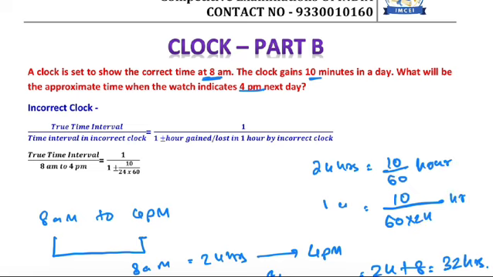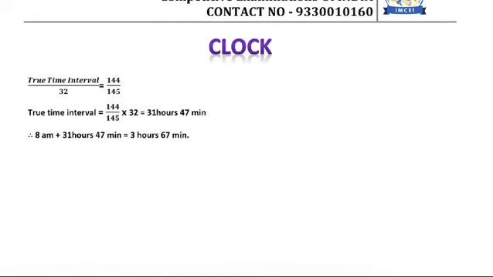Now the formula. The time interval which we don't know, time interval in the incorrect clock, that is 8 a.m. to 4 p.m., which we already got the value, which is 32 hours, divided by 1 plus or minus. Plus will happen if the clock is fast or gains time, and minus if the clock is slow or losing time. Hour gained or lost in 1 hour by incorrect clock, value we already got, the value is 10 divided by 60 into 24. If we put the value here, finally we got the answer, that is 31 hours 47 minutes.